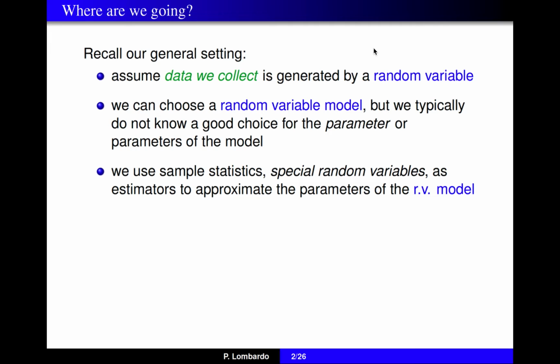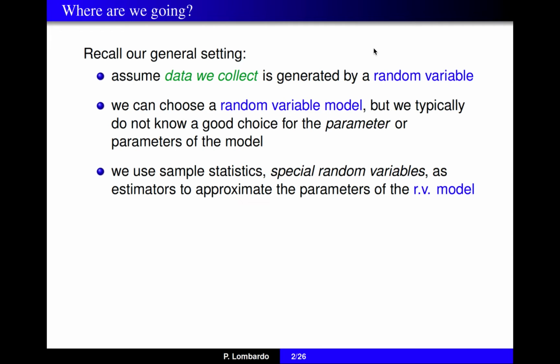So remember our general setting. We're going to assume that the data we collect is generated by a random variable. And typically speaking, we get to choose the random variable model we want to use, but we won't necessarily know what the best choice of a parameter is going to be for that model. So what statistical inference is going to do is it's going to take in our choice of random variable, this will be an assumption, and it's going to use the probability associated to the random variable to give us a sense of what the parameter is that models the data well, right? And of course, once we have that parameter, it's going to say something about the data that we've collected, say something about the population rather than the sample.